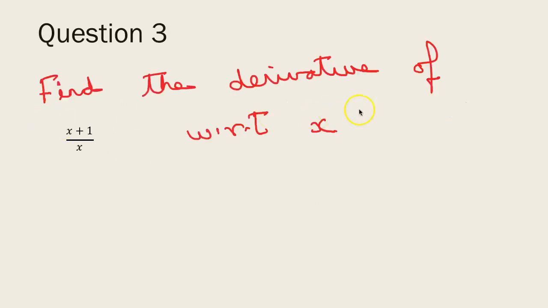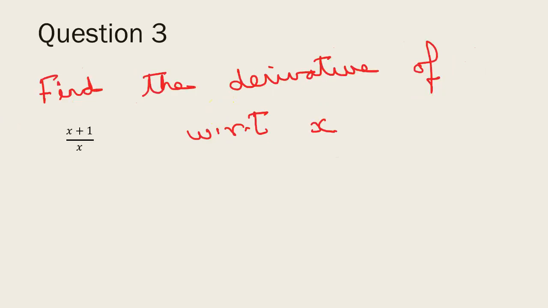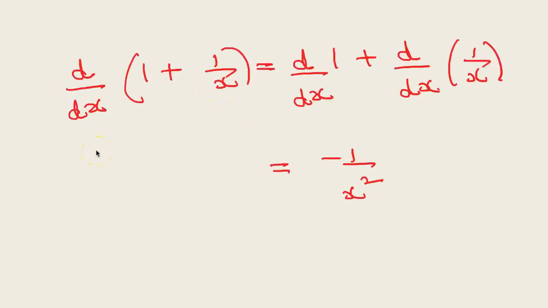Practice along with me. Take a paper and pen and work with me. Find the derivative of x plus 1 by x with respect to x. You can write this as 1 plus 1 by x, when you divide by x. So the derivative of 1 plus 1 by x is derivative of 1 plus d dx of 1 by x. Derivative of 1 is 0 and d dx of 1 by x is minus 1 by x squared, which is your answer.